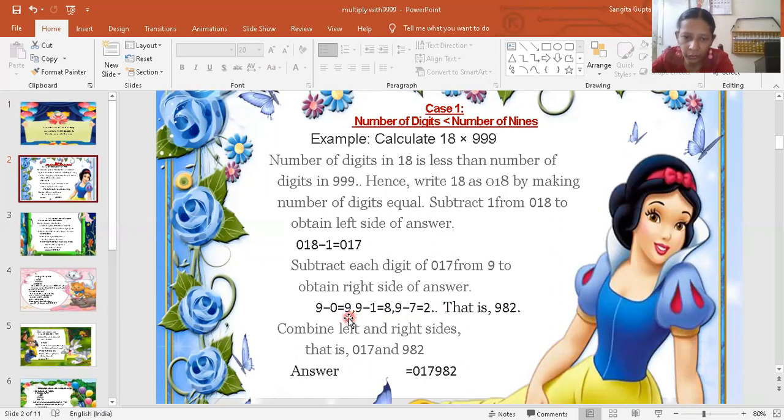So you got here this 9, then this 8, then this 2. So I have written these numbers together: 9, 8, 2. Now you just have to combine the left and right hand side of these two numbers. Here you got this 017, so I have written this 017. Now here you got this 982, so I have written this 982. I have combined these, and this is the final answer.